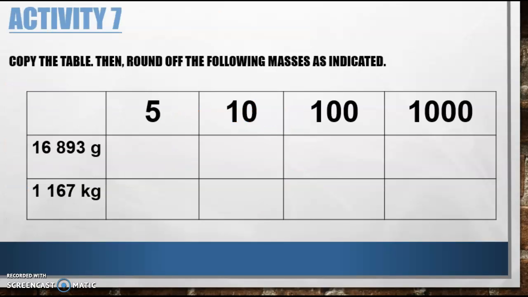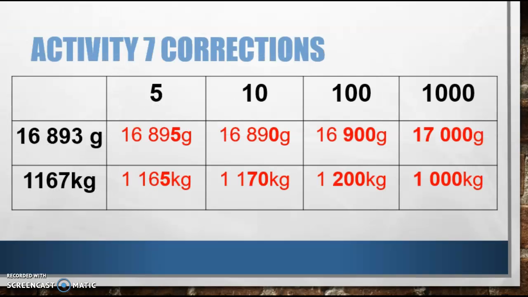Let's move on to activity 7. Copy the table, then round off the following masses as indicated. So you're going to take this mass, round it off to 5, 10, 100, and 1,000, and the same with this mass over there. Pause the video and press play when you're ready to mark. Activity 7 corrections are as follows. Please correct your work.